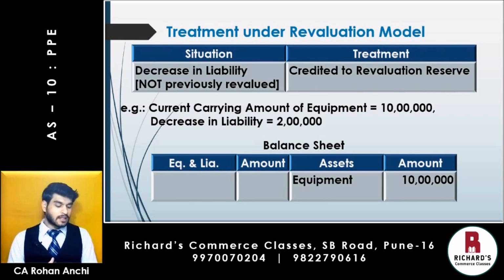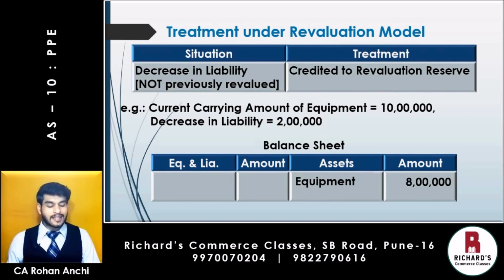If you see, the equipment is currently stated at a carrying amount of 10 lakhs and there is a decrease in liability to the extent of 2 lakhs. The new carrying amount of the asset will be 10 lakhs minus 2 lakhs, that is 8 lakh rupees. And the second effect, the decrease in liability will be credited to revaluation reserve, and that is 2 lakh rupees.